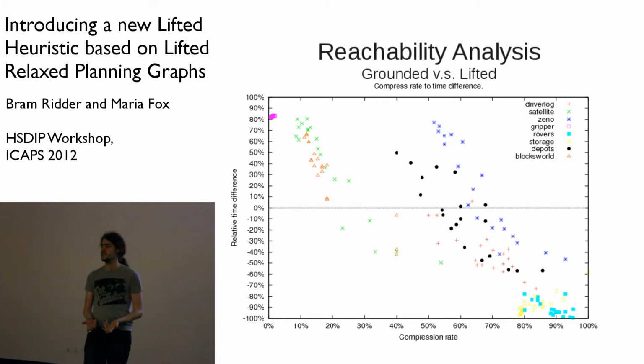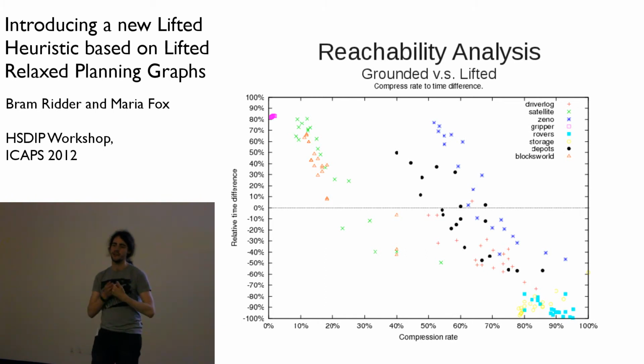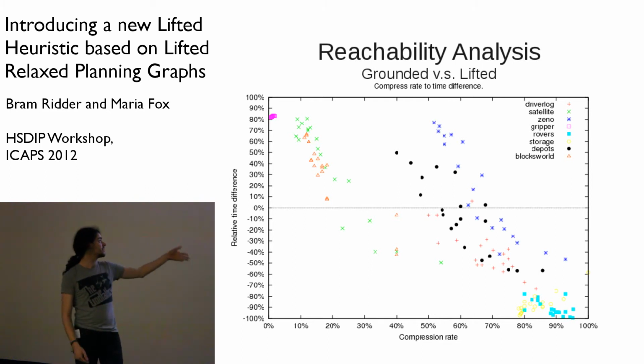Because in the worst case, if there are no objects whatsoever which can be made equivalent, we basically fall back to the grounded case. But we do pay the overhead for the whole lifting data structure we introduce. And this is the case for rovers and storage, because they have loads of static constraints on the individual rovers, which means there's no possibility to actually make them equivalent. So we pay the overhead, but we don't actually gain anything from it. In the extreme case, on the left side will be grippers, obviously, where you basically make all the balls equivalent.